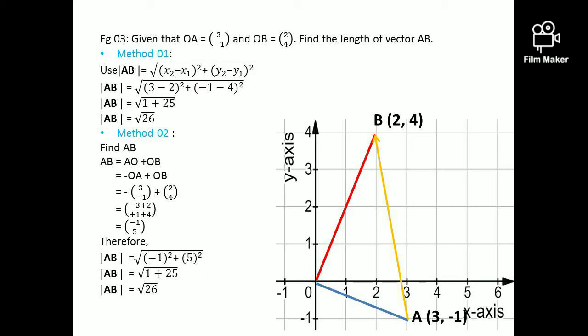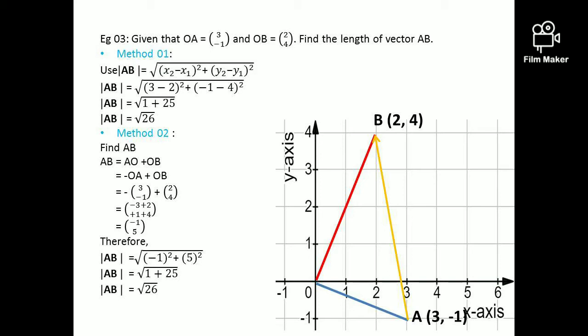That is, modulus of AB is equal to the square root of (x2 minus x1) squared plus (y2 minus y1) squared. When you are selecting these figures, since you have a square for x2 minus x1 and y2 minus y1, it doesn't matter which way you select it as x1, y1 and x2, y2. So it is independent. You can select anything as x1, y1 and the other one as x2, y2.